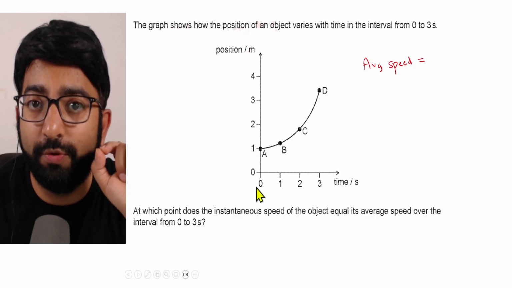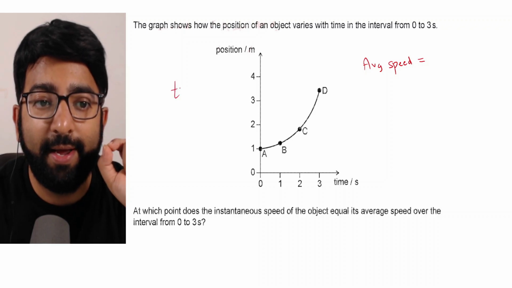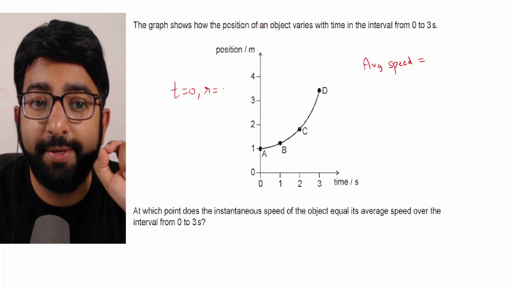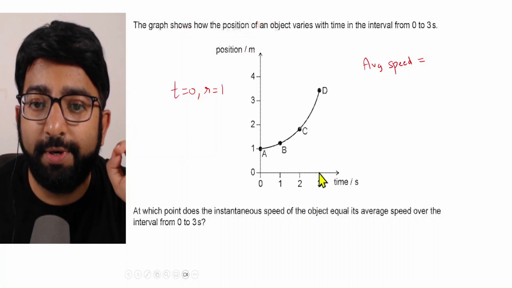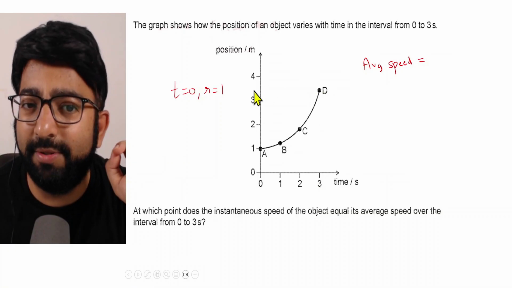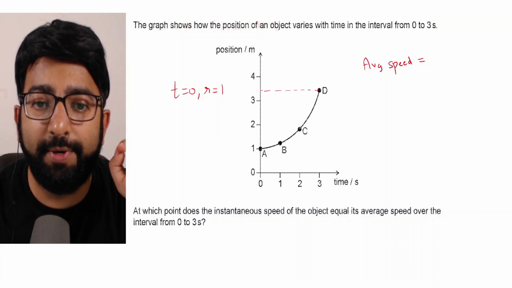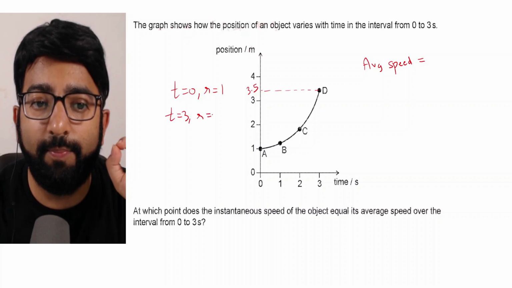So at time t equal to 0, you can see the position is 1. Let's write it down on the left. At t equal to 0, let's say r stands for the position. r is equal to 1. And then if you look at time t equal to 3, the value of r is approximately 3.5. If I draw a dotted line from the y-axis, it's pretty much close to 3.5. So we can write at time t equal to 3, the position is 3.5.